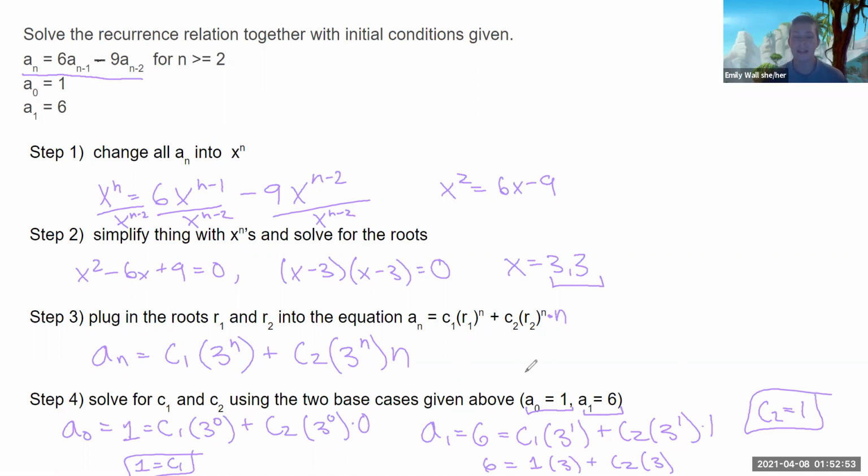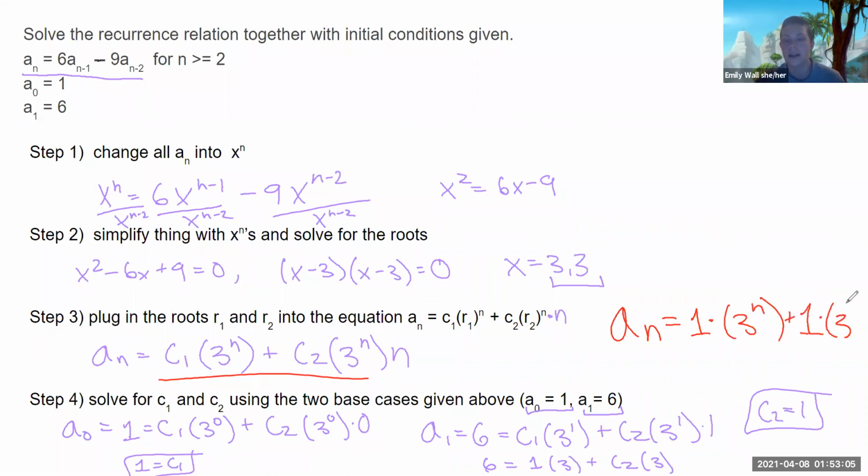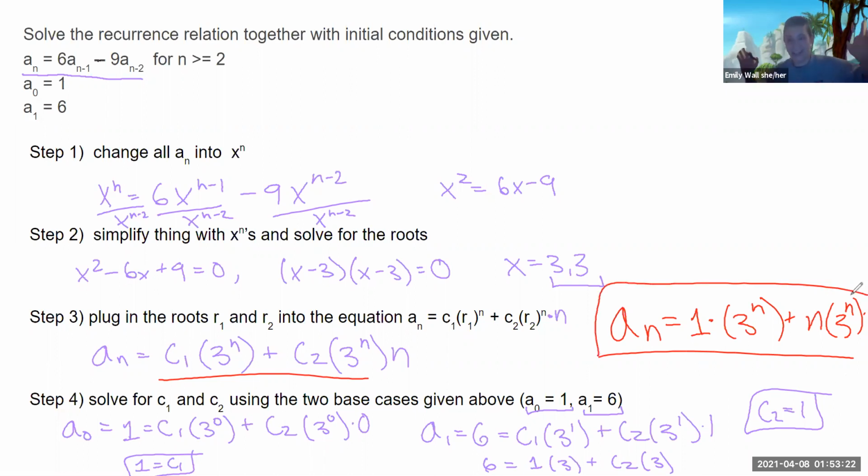So the last thing to do is take this equation and put C1 and C2 in there. So our final answer is A sub n equals 1 times 3 to the n plus 1 times 3 to the n times n. Oh shoot, I ran out of space. That looks terrible. I'm just going to write the n over here. Like that. And that's it. We did it. I don't know why we did it, but we did. And that's the answer.